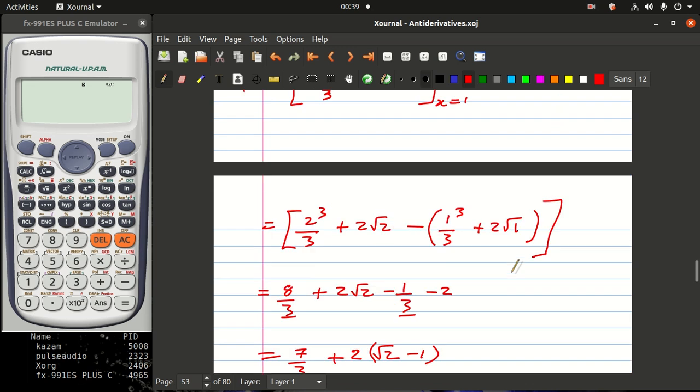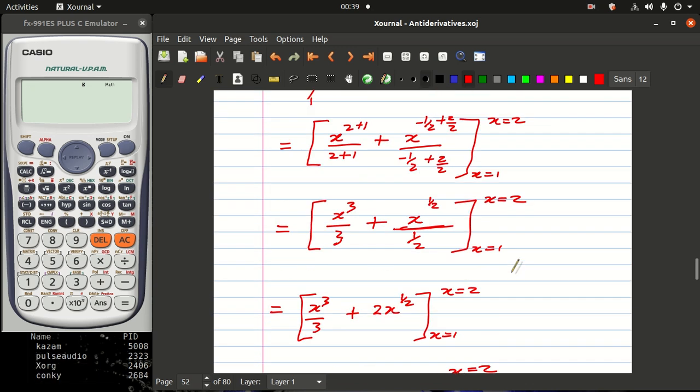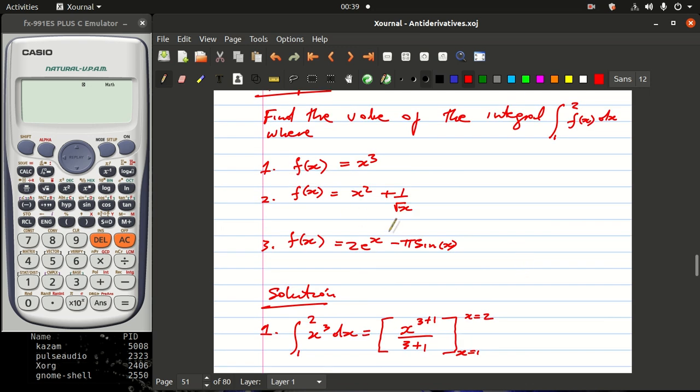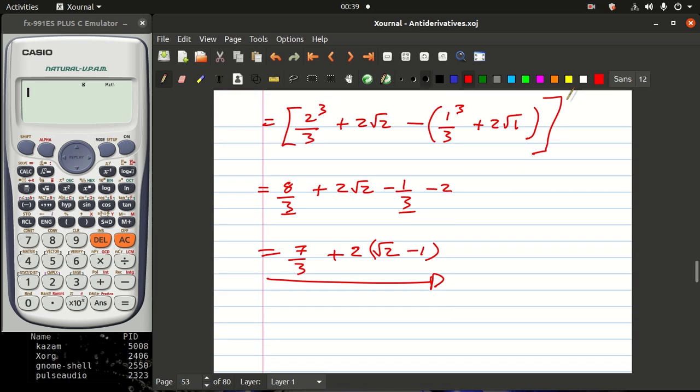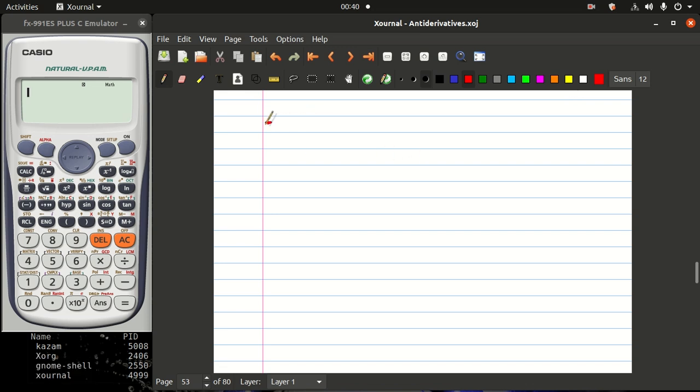The third one, where's the third one? I wanted us to find the definite integral of this, where the lower limit is 1 and the upper limit is 2. So, number 3, we want to evaluate the integral from 1 to 2 of 2e to the power x, open brackets, minus pi sine of x dx.